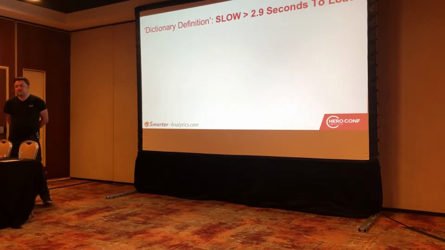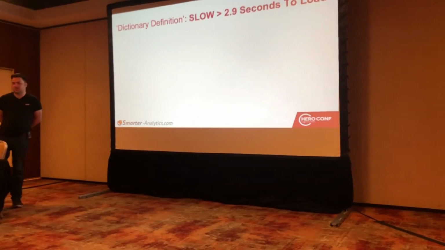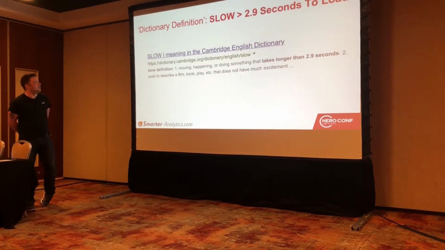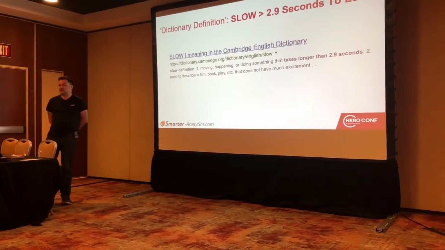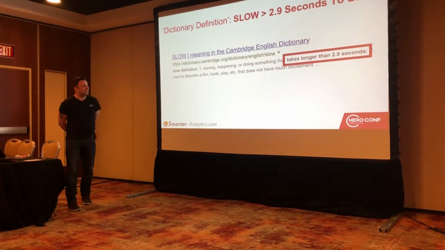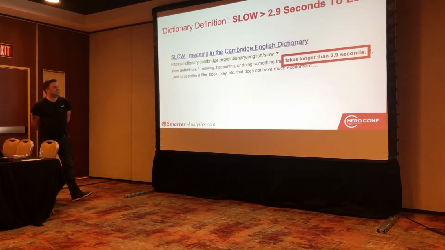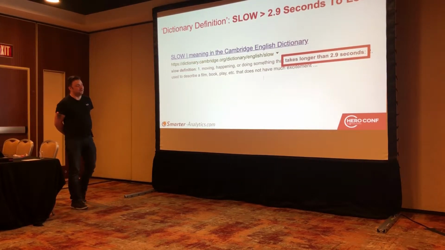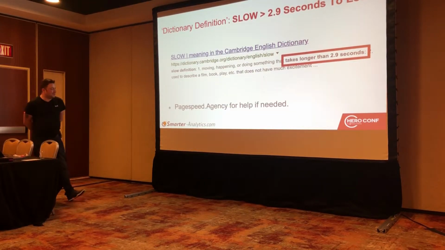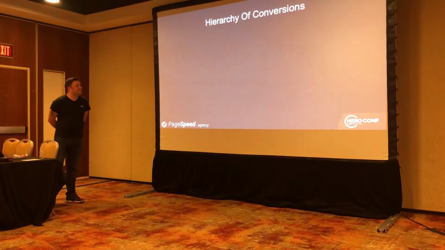The dictionary definition, I looked this up the other day on Google. I just typed in slow definition, and it was quite precise that it says anything moving, happening, or doing something that takes longer than 2.9 seconds. I mean, it's written down there, it's proof, right? If a website loads in any longer than 2.9 seconds, it's officially slow, and therefore this will not work. It has to be under that. If you've got any problems getting it below 2.9 seconds, visit PageSpeed.agency and we'll be happy to help.